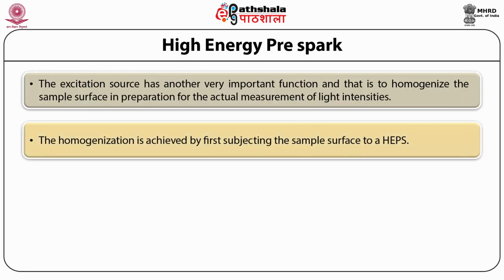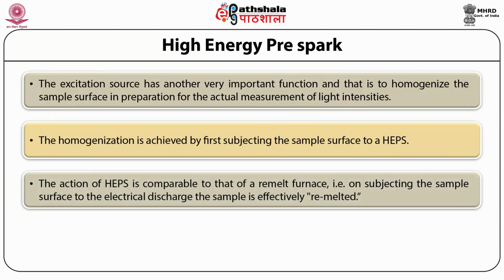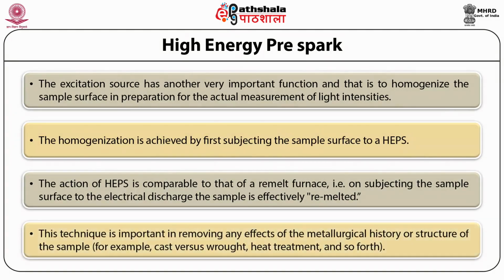The homogenization of the sample is achieved by first subjecting the sample surface to a HEPS, and the action of HEPS is comparable to that of a remelt furnace. That is, on subjecting the sample surface to the electric discharge, the sample is effectively remelted. This technique is important in removing any effects of the metallurgical history or structure of the sample, for example, cast versus wrought, heat treatment, and so forth.